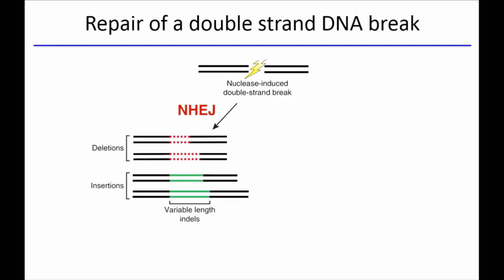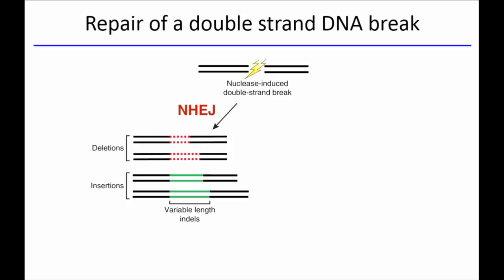So up here is a piece of DNA, and this is the break shown here by a programmable nuclease. And there are two main outcomes to a double-stranded DNA break. The first outcome is called non-homologous end joining, or NHEJ.